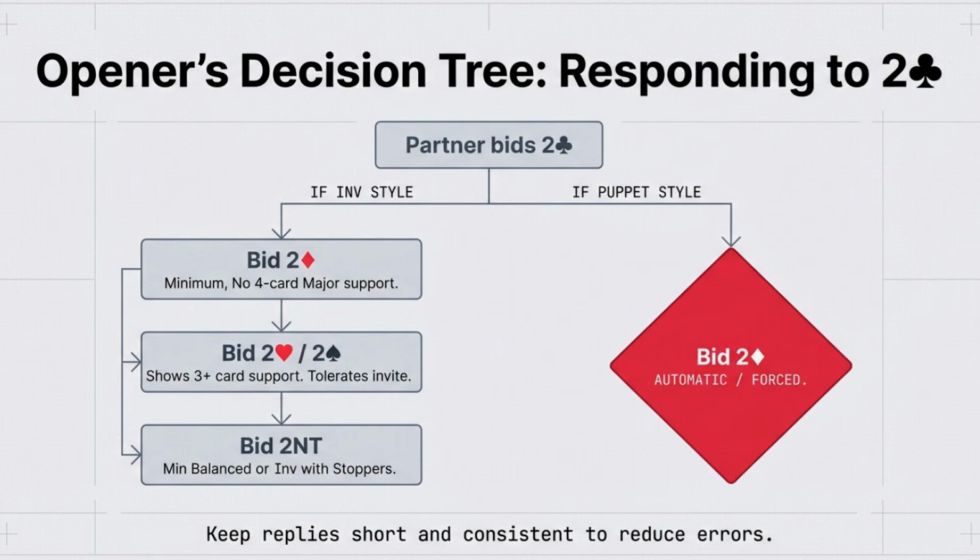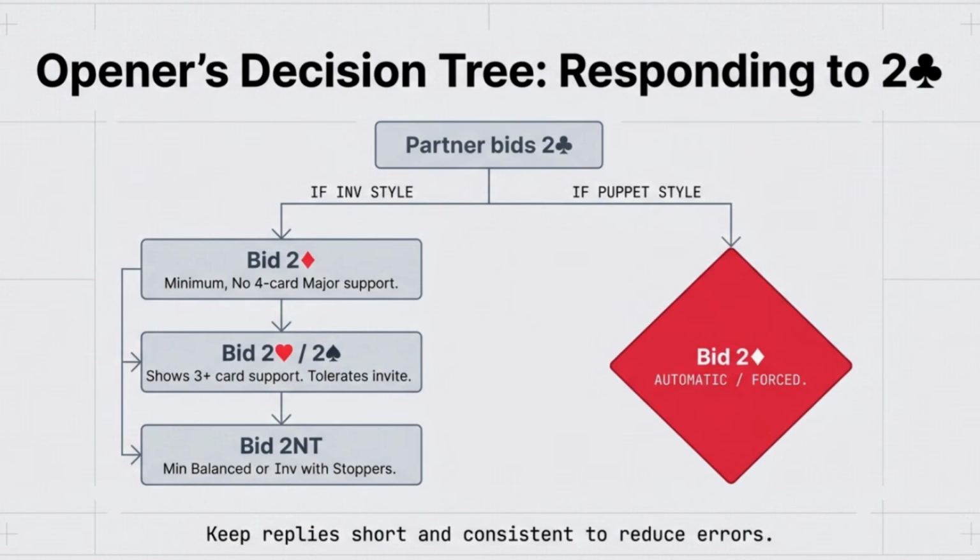Opener can paint a really specific picture. Bidding 2 diamonds, the cheapest bid, says, hey, I've got a minimum hand. Bidding a major directly shouts, yes, I have a fit for you. And bidding 2 NT shows a nice, balanced hand. See? It's simple and it's super effective.